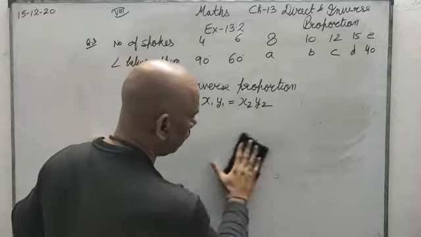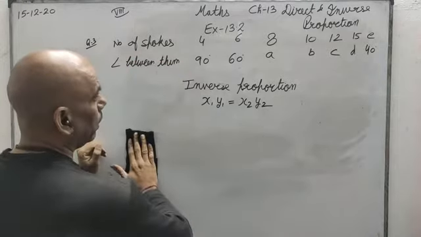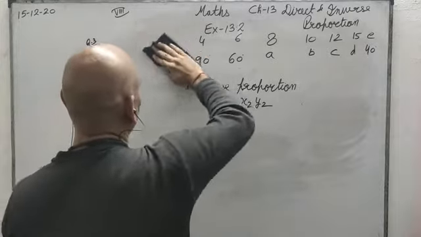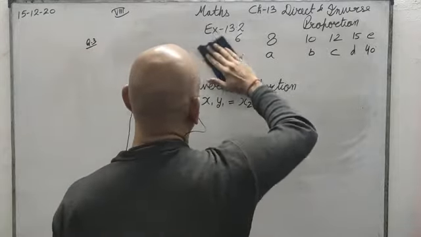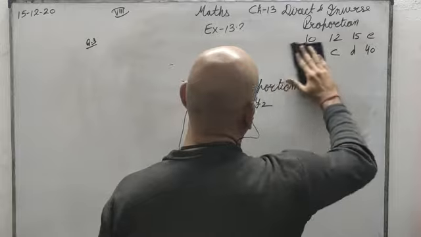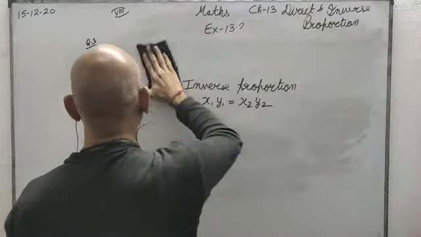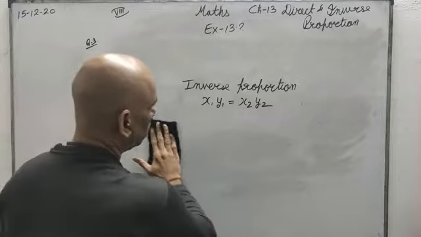I have calculated the value of A, B and E. The rest of the values you will have to calculate on your own. I'm very sure you might have completed exercise 13.1 and you have submitted also in the Google Classroom. Those who have not, submit it fast.